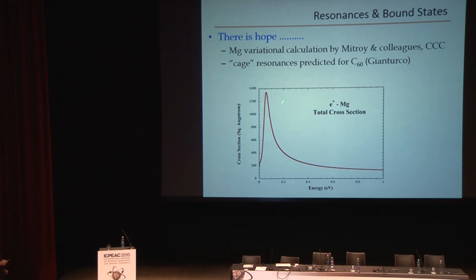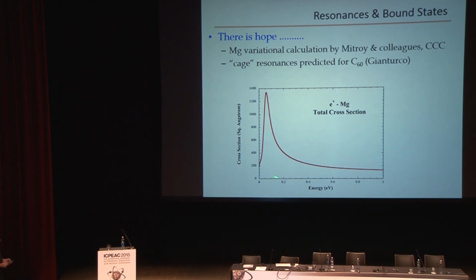This was an older calculation from Jim's group for positron magnesium scattering. This is a total scattering cross-section. This is a calculation which has also been repeated and verified using the CCC method. And this cross-section has a resonance with a maximum above 1,300 square angstroms. It's bigger than anything I've ever seen in electron scattering, and I think opens up some really interesting possibilities for the future. And that's something that we'll be tooling up to have a look at in the not too distant future.